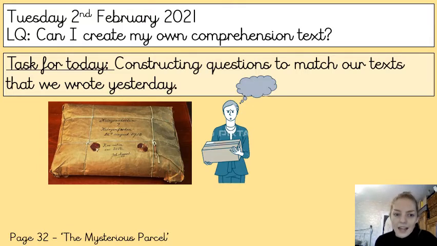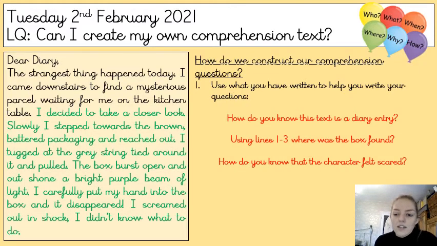Okay, so I've put up on my board the text, the piece of writing that I came up with yesterday, and then I have got some key pointers on how we can construct our comprehension questions. So number 1 was use what you have written to help write your questions. So I've come up with 3 example questions that you can magpie if you want to, but I would like you to have a go on your own for this task.